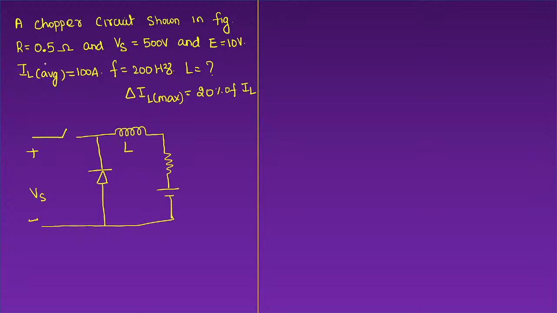A chopper circuit is shown in the figure. A resistor value is given, supply voltage is given, battery voltage is given, average output current is given, frequency is given. Now we have to find the value of inductor for which the maximum ripple current will be achieving only 20% of the IL. Don't focus on any other values. See, this value is 0. Forgive me, it is not 10. Everything is given here. Now what is the question? I think it is the same formula.